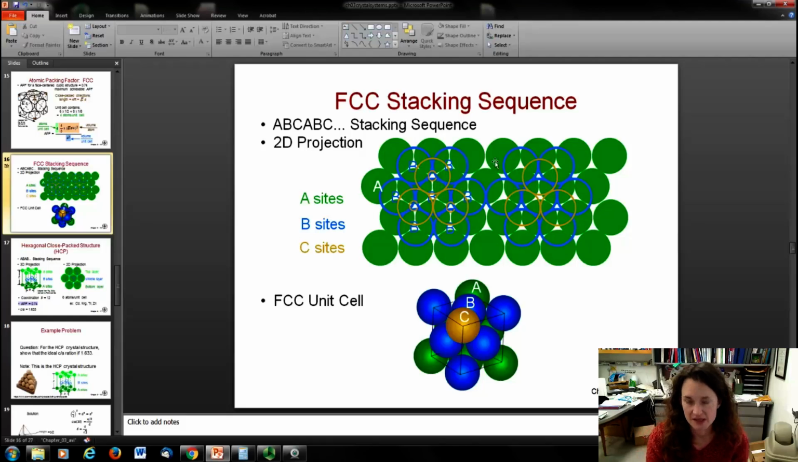This is the structure that you would get, for example, if you threw a whole bunch of ping pong balls into a box and gave it a shake until it settled out. And then you have your FCC unit cell. You would have to turn that on its side in order to see the cartoon that I showed you on the previous page. It's pictured here, and there's your A, B, and C atoms like so.